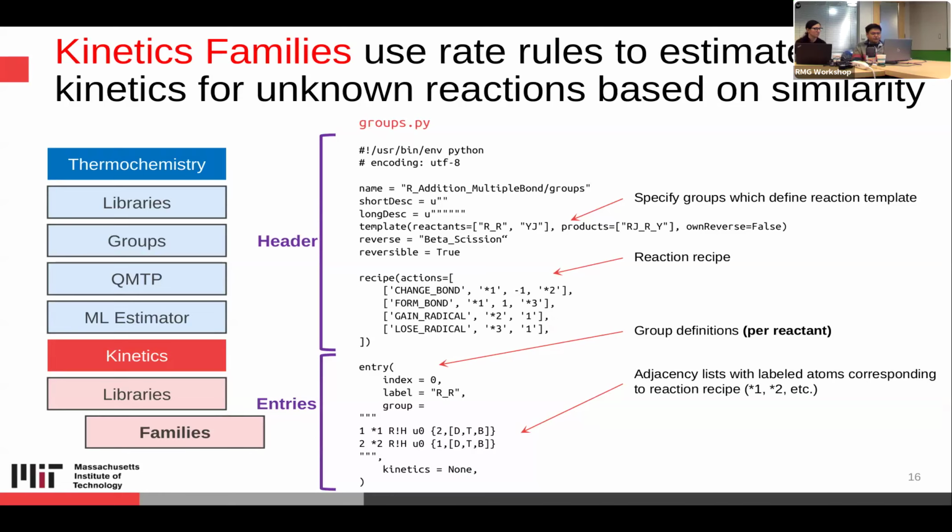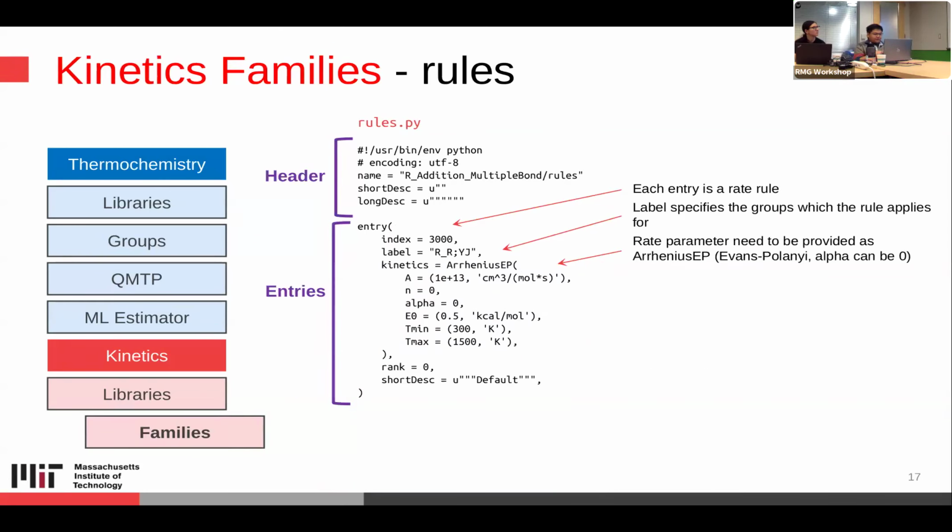Another thing to note is that you have groups for each of those individual reactants. For example, this entry is R underscore R, but the complementary reactant is YJ2. So there are going to be entries for that species in the same file. You also have to specify rules. Rules give you the rates for a pair of reactants. Each individual entry here is just a rule for those pairs.